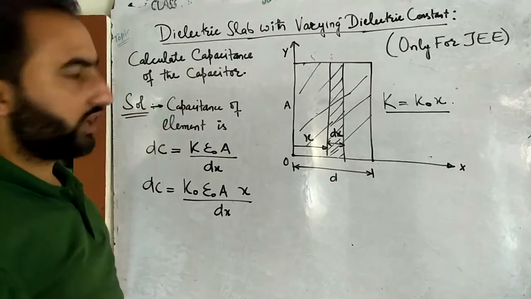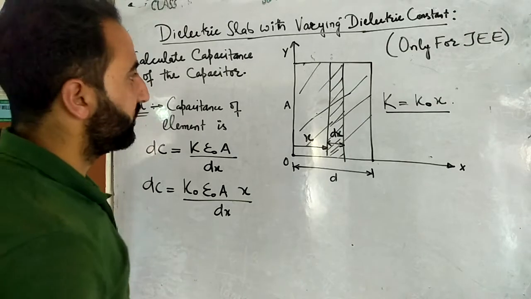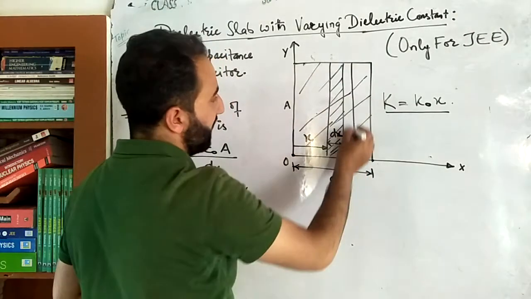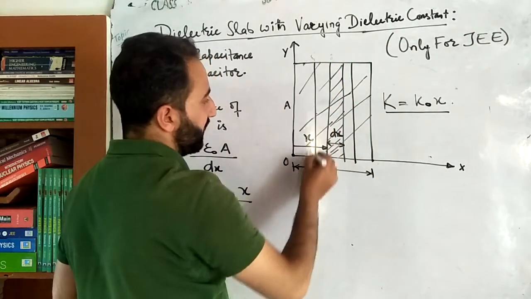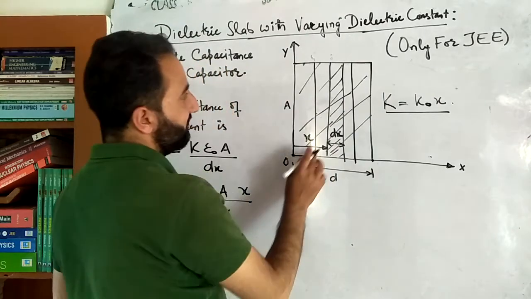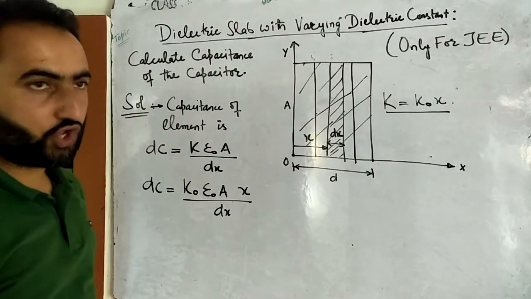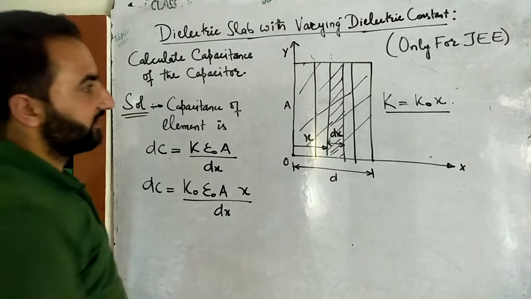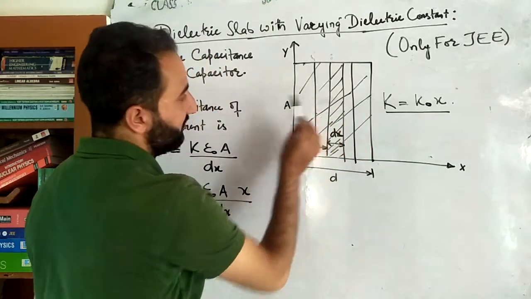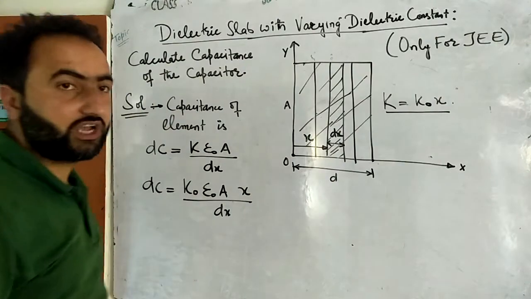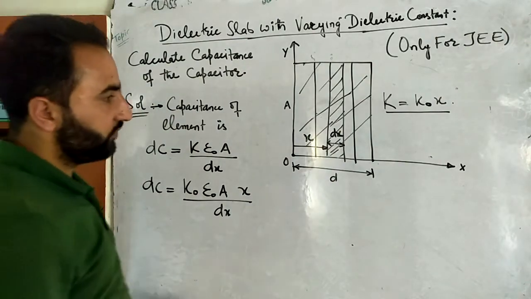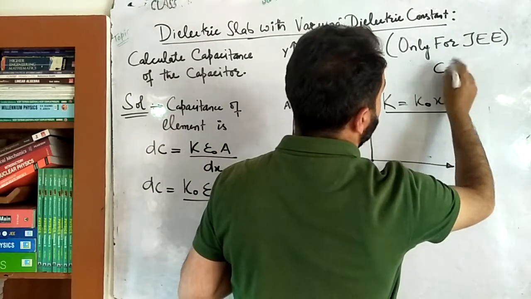Now what do we want to calculate? We want to calculate the net capacitance. There are many elements. Suppose this is another element, and then this is another element, and so on. Now if you clearly see, are all these elements connected in series or in parallel? Obviously they are connected in series. This capacitor, this capacitor, another capacitor, they are connected in series.